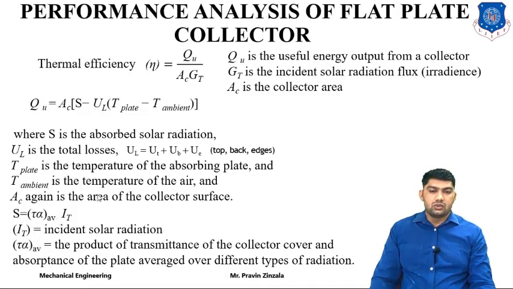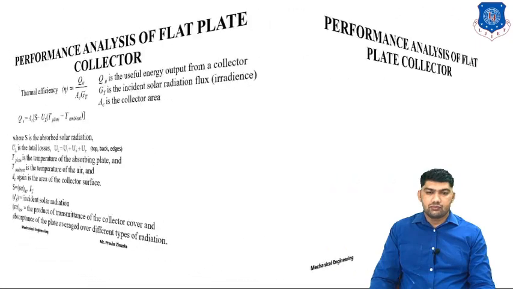These are the nomenclature we will also use in different collectors, so you have to remember them. S is the absorbed solar radiation, UL is the total loss, meaning top loss, bottom loss or side loss. In many books or examples, TP is the temperature of the absorber plate, TA is the temperature of air, AC is the collector surface area or collector area, and IT is the incident solar radiation, which many books also specify as GT. Alpha, tau and alpha: tau alpha is the product of the transmittance of the collector cover and the absorptance of the plate.